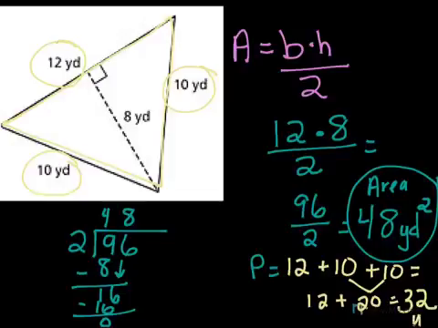I need to label my answer yards. I do not square perimeter because perimeter is not measured in squares. Perimeter is just measured as length. Think about a fence going around an object.